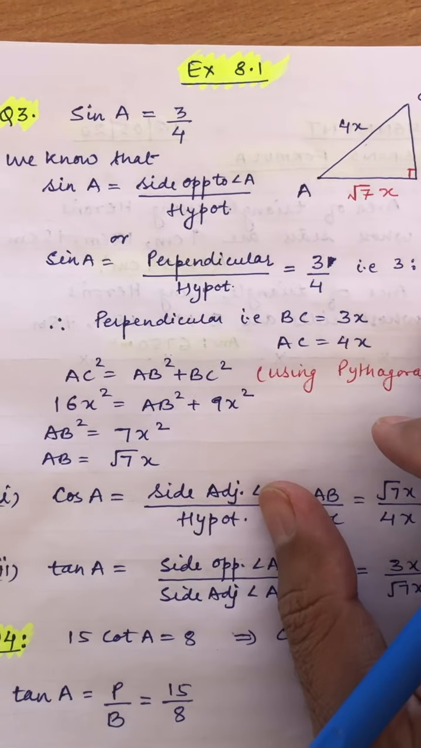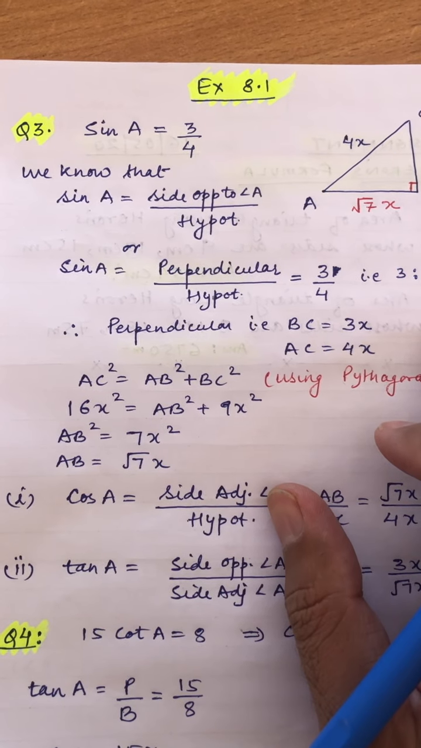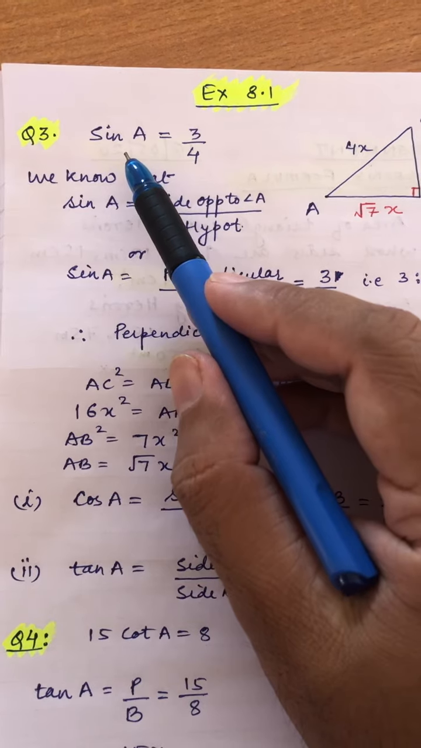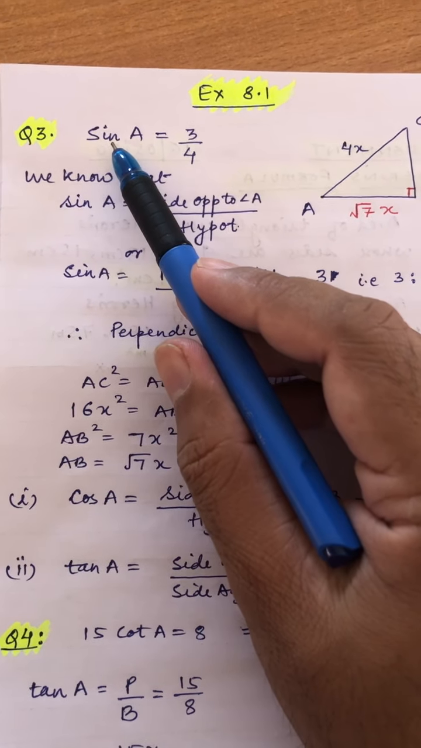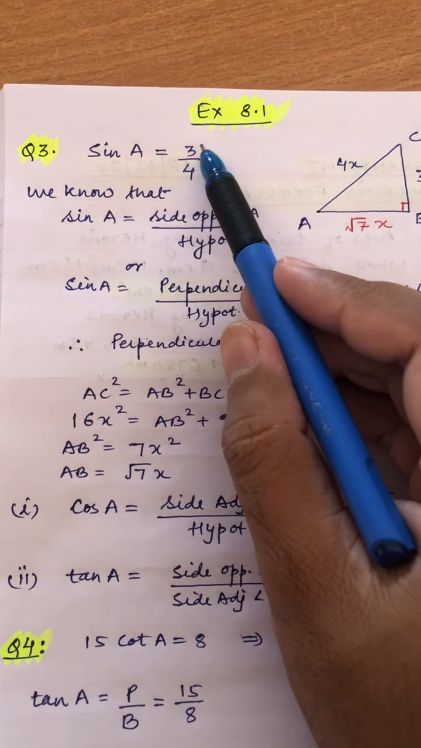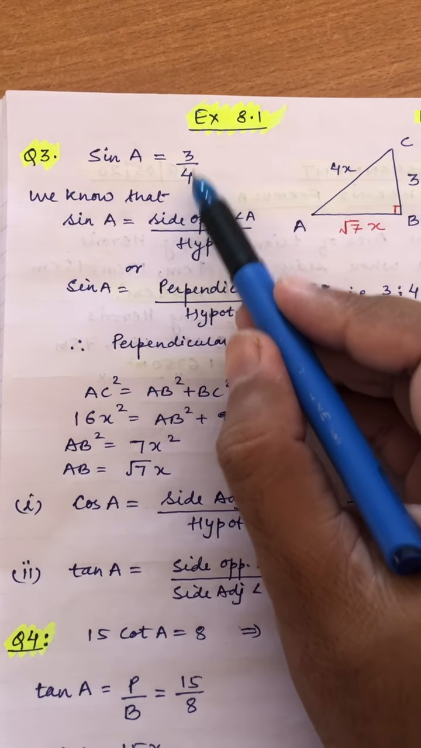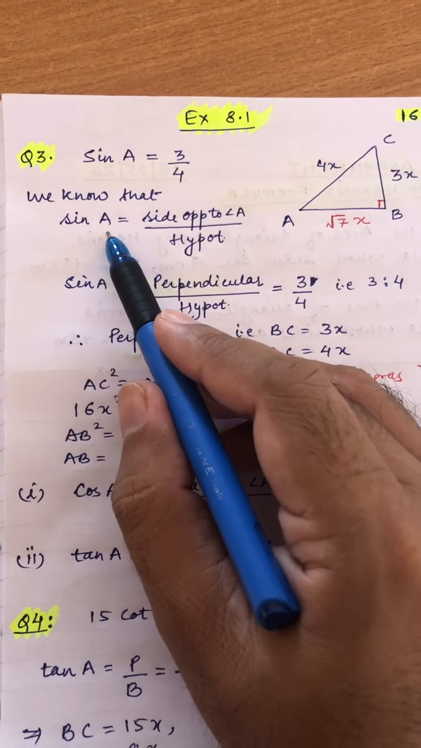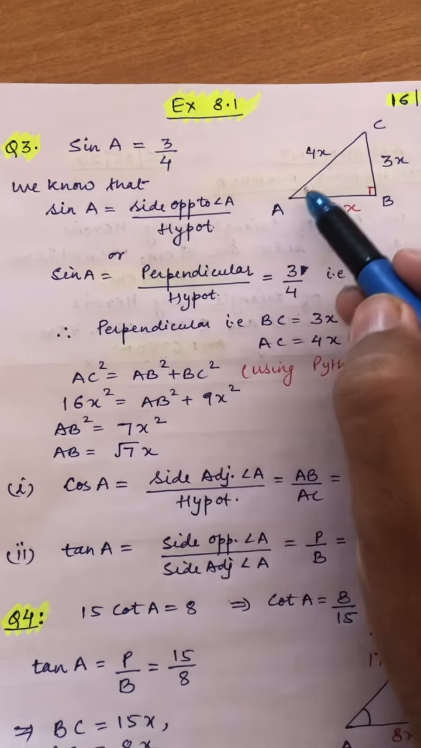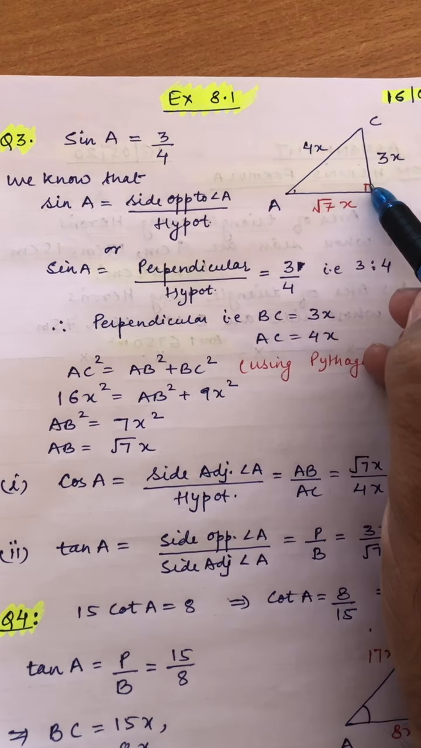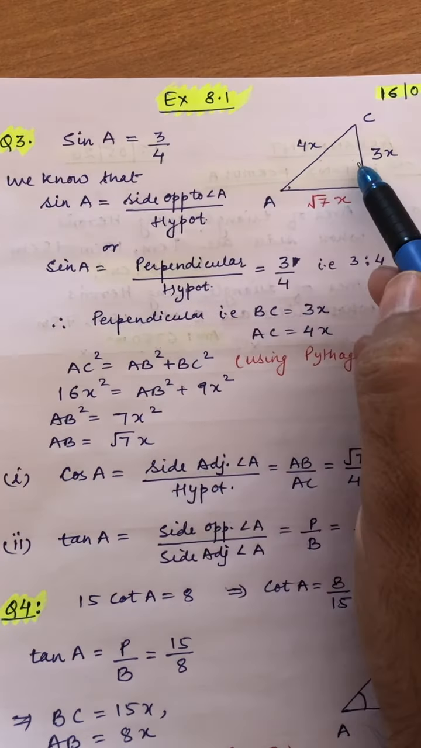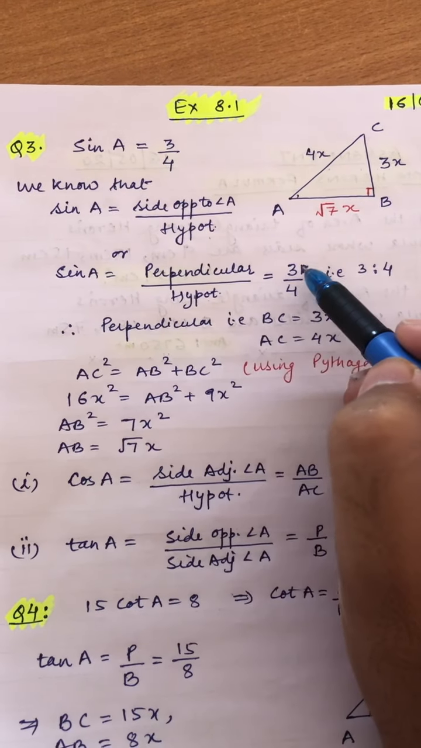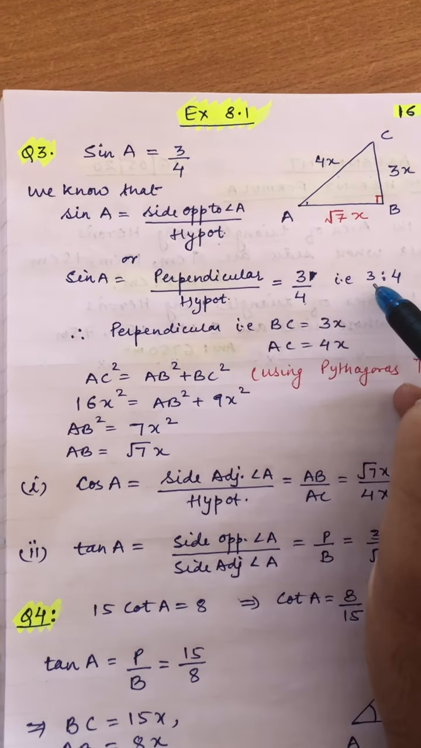Now, today, exercise 8.1, question number 3. Till question number 2 we have done. Now, question number 3 says that one trigonometric ratio, sine, is given. Sine of A is 3:4. And we know that the value of sine A, the ratio, says side opposite to angle A, that is the perpendicular, divided by the hypotenuse. So this is the perpendicular, this is the hypotenuse. So perpendicular upon hypotenuse is given as 3/4 or 3:4.